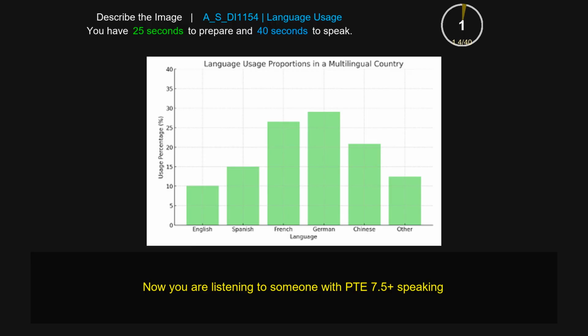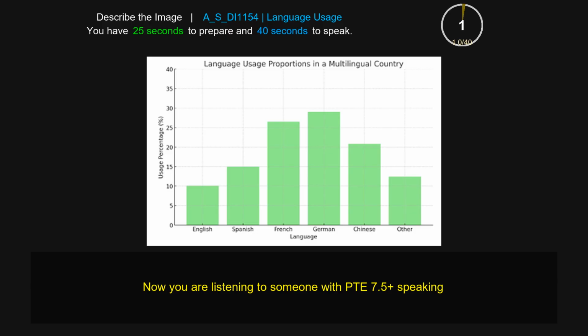The bar graph demonstrates information about language usage proportions in the multilingual country. The horizontal x-axis is representing different languages: English, Spanish, French, German, Chinese, and other, whereas the vertical y-axis is representing usage percentage from 0 to 40. As it can be clearly seen that the highest number is German, which is 28%, the lowest number is English, which is 10%. As it can be clearly seen from the graph, the trend is fluctuating. In a conclusion, the bar graph indicates language usage proportions in multilingual country.